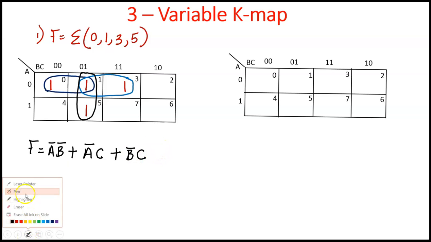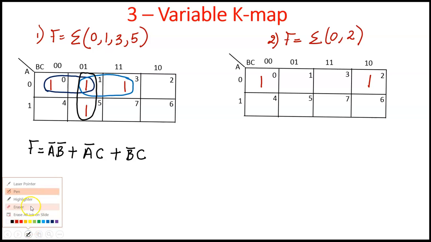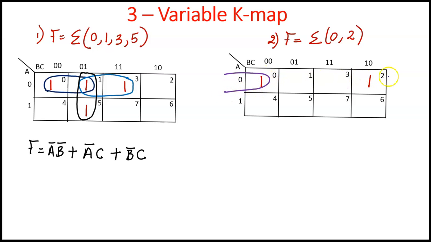Now let us see some more examples. Now f is equal to summation of 0, 2. That means here in 0 we have to mark it as a 1 and in 2 we can mark it as a 1. Now if you see, these two are adjacent, so therefore we can mark it as a group. So these two are a double grouping. Since it is an adjacent grouping, we can also make this kind of group also. This is a double grouping.